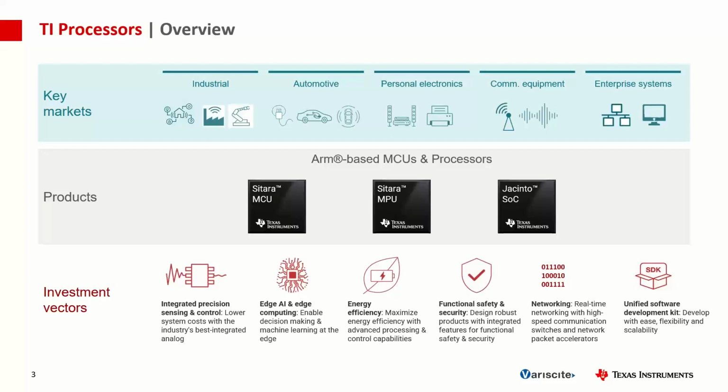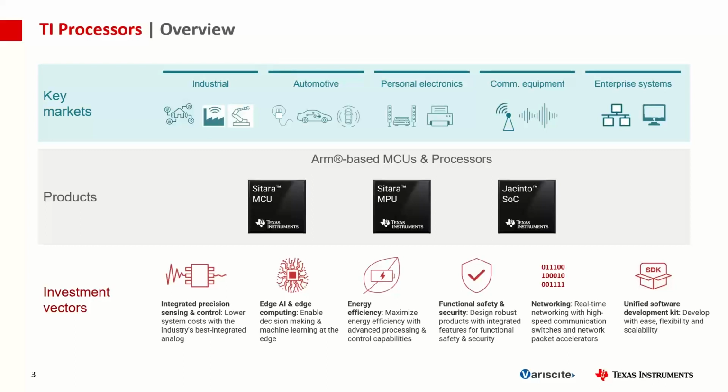Okay, Brian. Great. So for anyone that is not familiar with TI embedded processors, we actually focus on all of the key markets that you would think of: industrial, automotive, personal electronics, communications, enterprise. But the product families, there are three product lines that combine to create processors. So our ARM-based MCUs, or high-performance MCUs, that's Sitara MCU. Sitara MPU is what we'll be talking about today. And then on the high end, we have the Jacinto SoCs and the investment vectors.